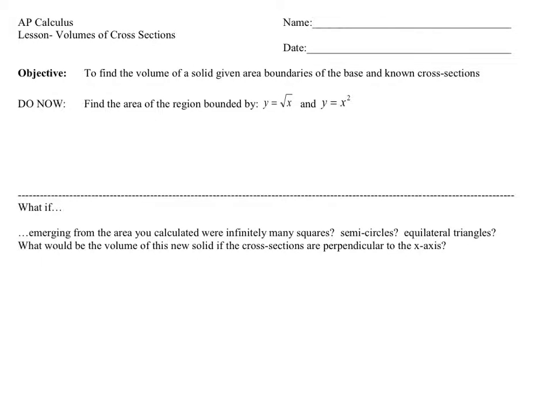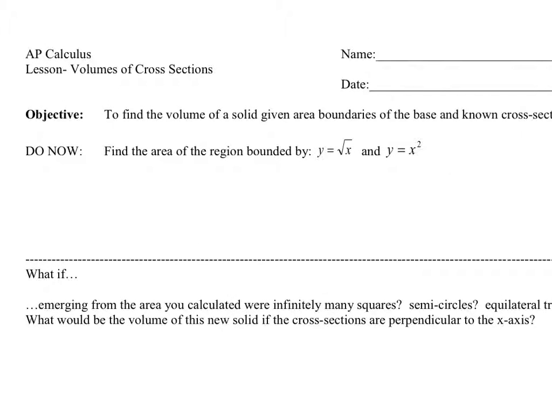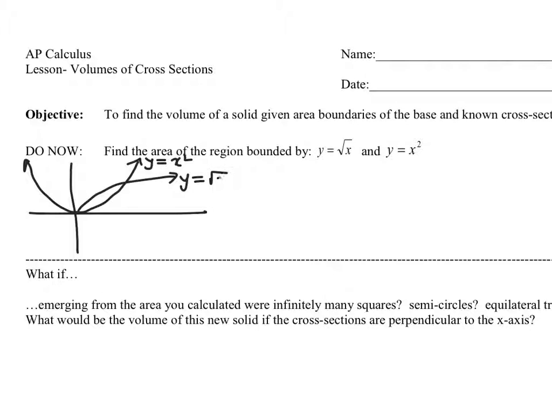All right, so the do now here has the region bounded by the square root of x and y equals x squared. So we're talking about two functions that are inverses of one another. So here's y equals x squared, and here's y equals the square root of x.